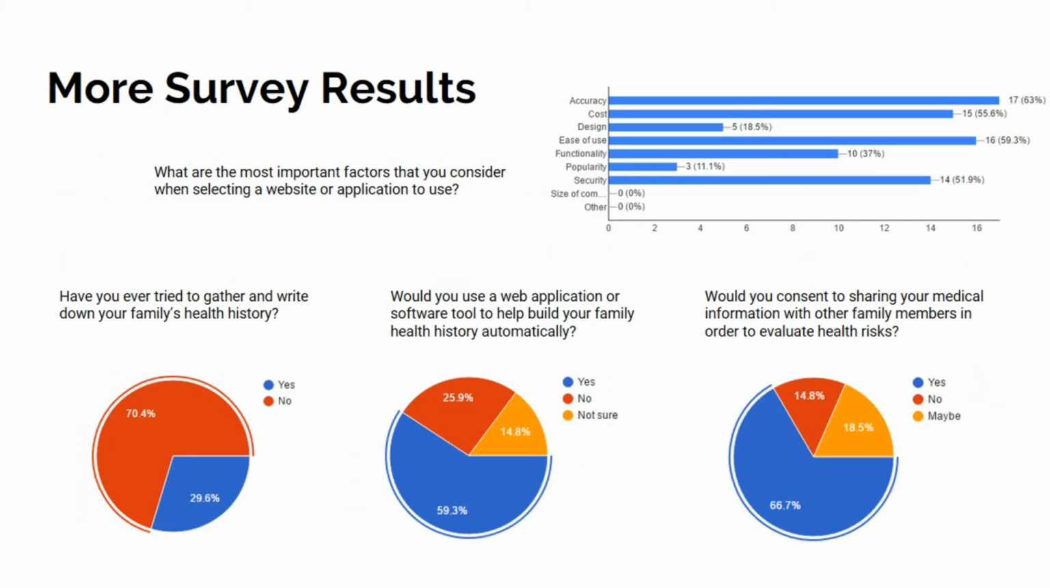Another survey was conducted to learn about the quality of family health histories and technology requirements for a solution. We found that 70% of respondents have never tried to gather and write down their family's health history. Nearly 60% would use a software tool to help build their family health history. Only 15% of respondents were unwilling to provide their consent to share medical information with their family members, and the most important considerations for selecting a website or application to use are accuracy, ease of use, cost, and security.